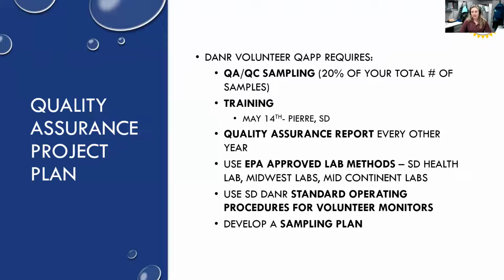It also says that you need to attend a training if it is your first year sampling, and that training this year is May 14th in Pierre. It also outlines the need for a quality assurance report every other year. We just wrote ours last September, so there'll be another one in 2 years. You don't need to worry about that. We'll do that for you and then send you the results of that. And that just outlines how well you did on achieving the QAQC sampling, the 20%.